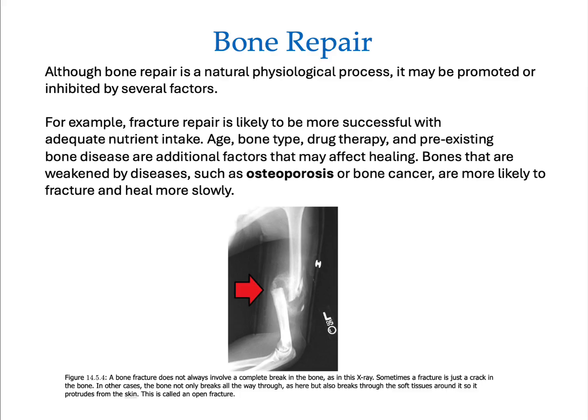Bone repair. Although bone repair is a natural physiological process, it may be promoted or inhibited. For example, a fracture is likely to be more successful with adequate nutrition intake. Age, bone type, drug therapy, and pre-existing bone disease are additional factors that may affect healing. Bones that are weakened by diseases such as osteoporosis or bone cancer are more likely to fracture and heal more slowly.